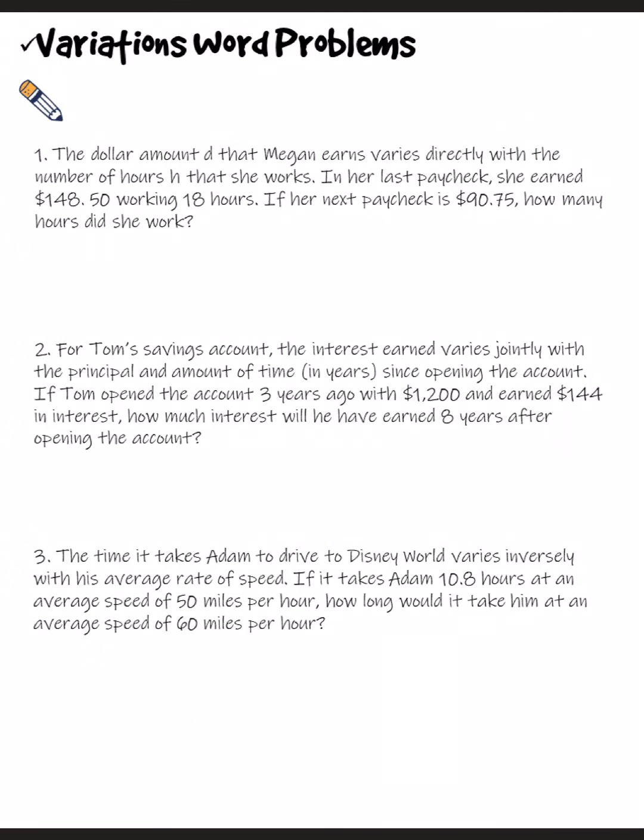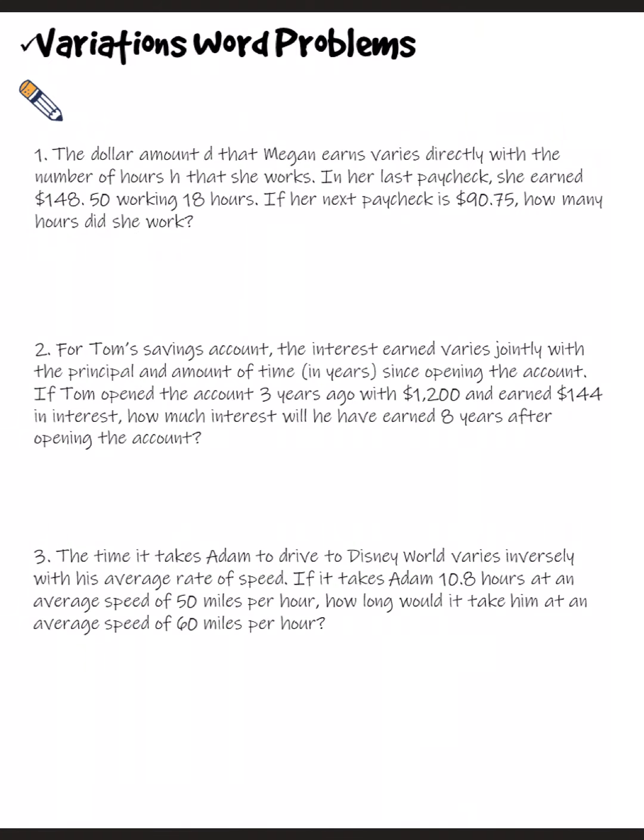Let's look at some variation word problems, translate them into some kind of equation, and solve for whatever it's asking us to solve for. As with any word problems, let's read what we are given. The dollar amount, D, that Megan earns varies directly with the number of hours H that she works. In her last paycheck, she earned $148.50, working 18 hours. If her next paycheck is $90.75, how many hours did she work?